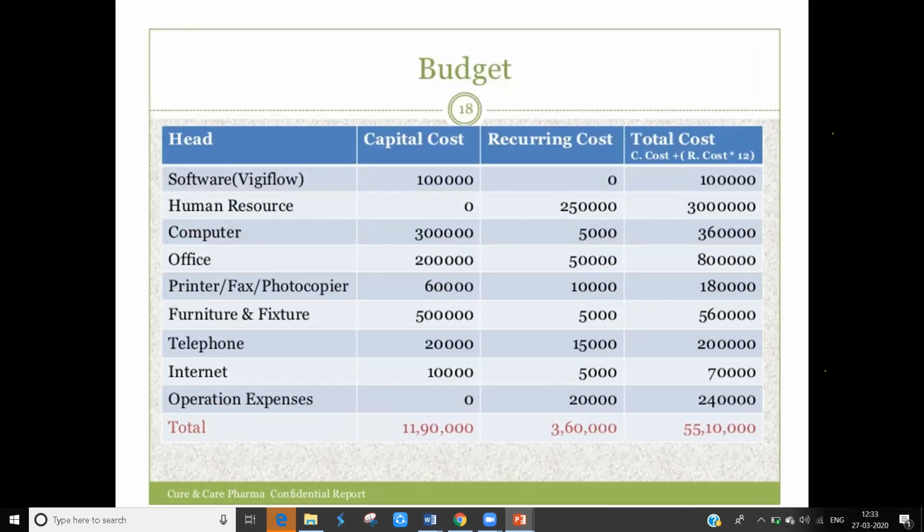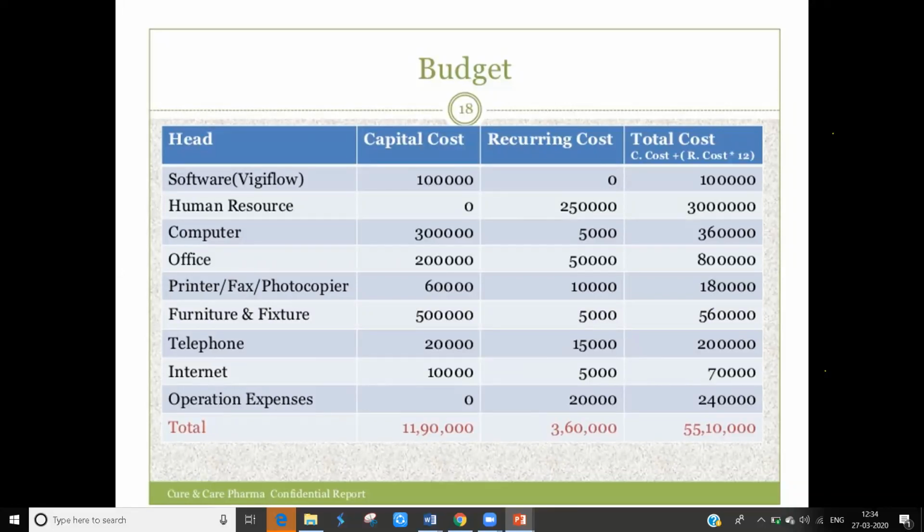And there is also a budget which is specified in the table. So we have a software, as I told, VigiFlow. This is for the European system that is more commonly used. So that's the software they use, and you can see the capital cost and also the total cost. And human resources definitely, and computer should be there, office, printer, fax, photocopier, furniture and fixtures, telephone, internet, and operation expense.